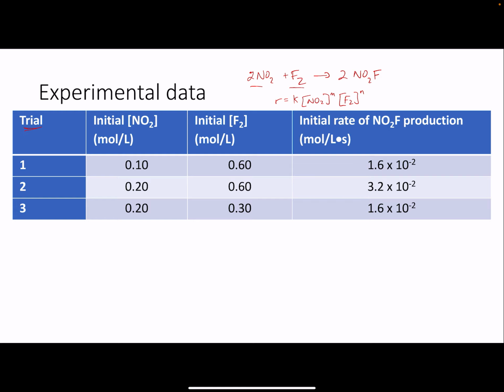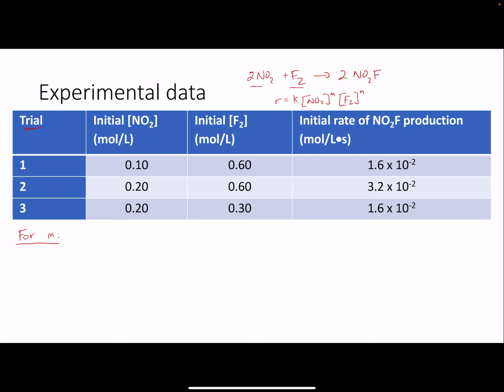Okay. So here's what we're going to do. We're going to use this data here to determine what the exponents are. So let's start with the exponent of m. For exponent m, what we want to look at is two trials where the concentration of NO2 changes, because that's what m is describing. We're trying to figure out how the concentration's change affects the rate itself.